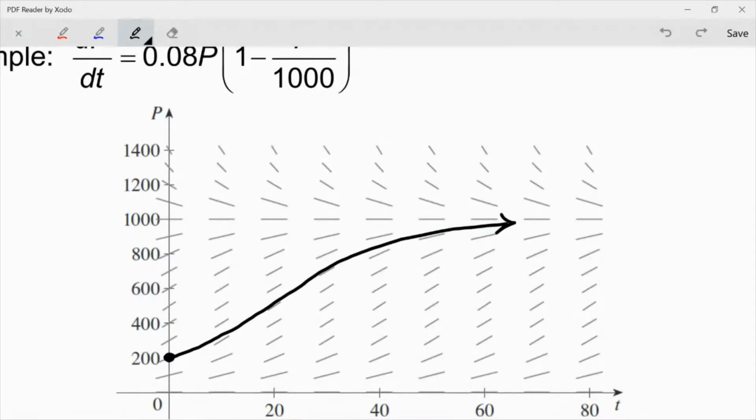Now, notice here, if I start at a higher population, let's say my population starts at 800, well, now I just have a graph that's concave down the whole way. No matter what happens, though, I have this horizontal asymptote that is my carrying capacity.